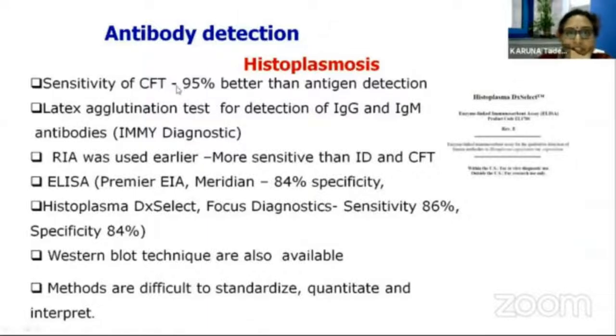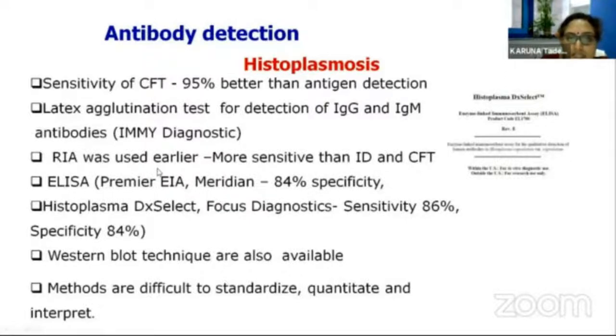Sensitivity of complement fixation test is 95%, better than antigen detection. So for histoplasmosis, we have both antibody as well as antigen detection. If you look at sensitivity, the sensitivity of complement fixation test is 95%. And the latex agglutination test for detection of IgG and IgM antibodies, supplied by the IMI company, is the IMI diagnostic. So that has been used, detecting IgG and IgM antibodies.